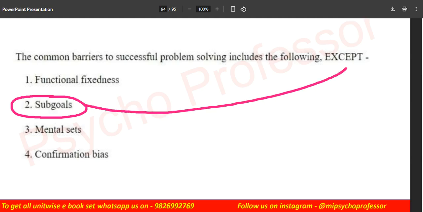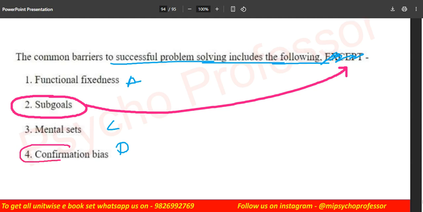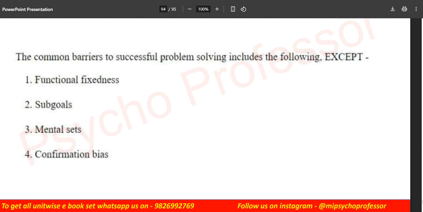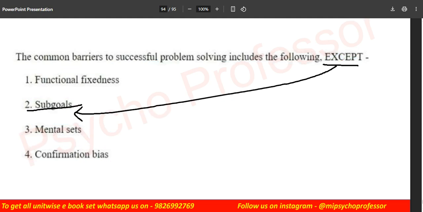Why? Because it is asking about except. Okay, so if the question was what are the common barriers to successful problem solving, what would you have marked? You would have marked A, C and D. These are the common barriers. Confirmation bias is a common barrier. Mental sets is a common barrier. Functional fixedness is a common barrier to successful problem solving. But the question is asking what is not, except, so we answer option number two, sub goals.